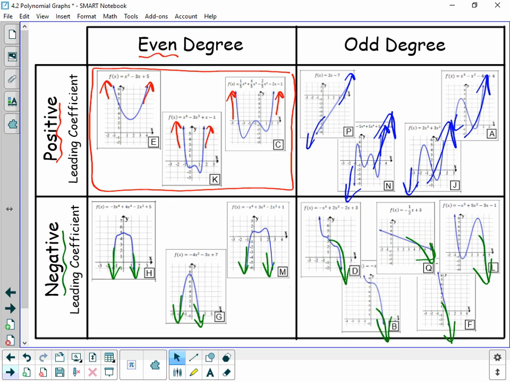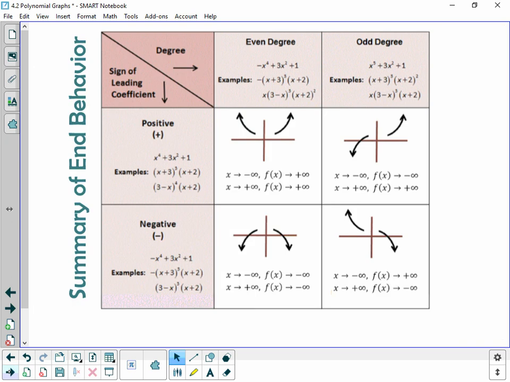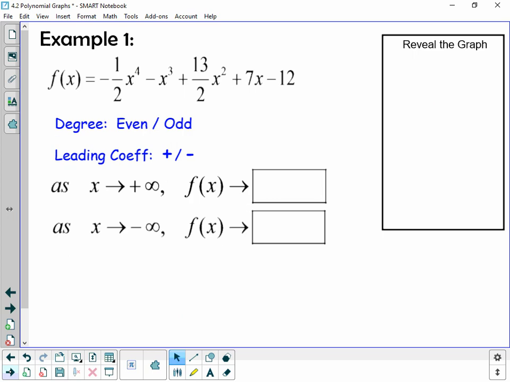So when we look at a picture of a function, we can always decide what the end behavior is based on looking at that function. But with polynomials, we can actually just look at the equation and decide what the end behavior is based on whether it's an even or an odd degree and whether the leading coefficient is positive or negative.